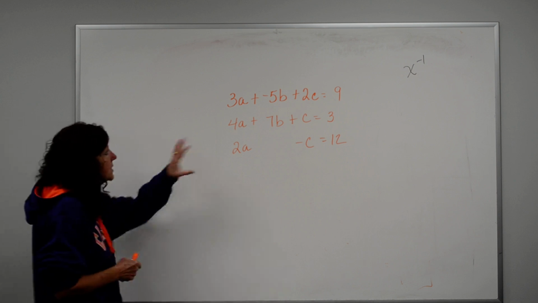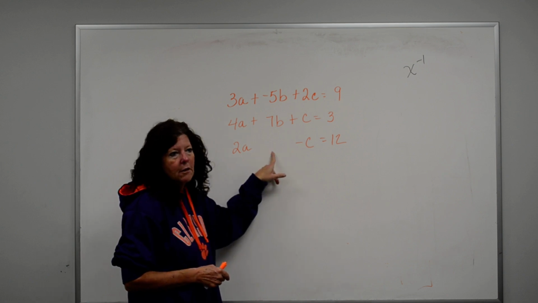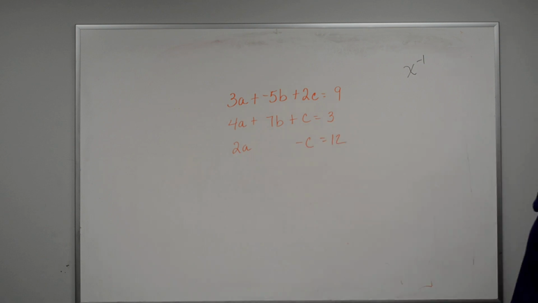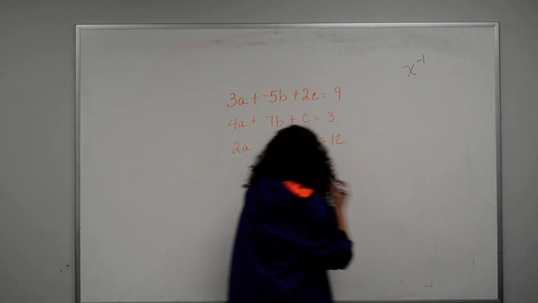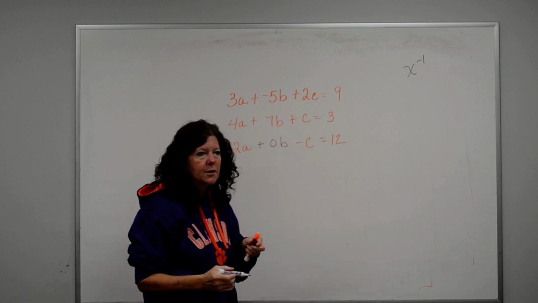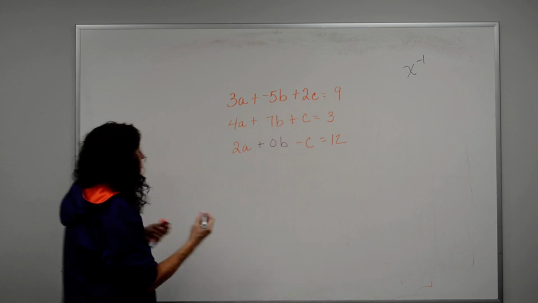Okay, so you're going to do this in matrix form first. What's your coefficient here? 0. So you can fill this in as plus 0b, okay? So that you have a 0 coefficient there. Okay, so put it in the matrix form.